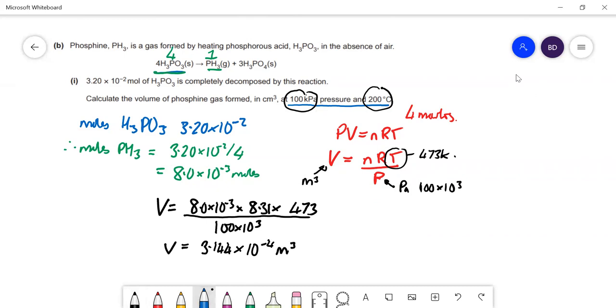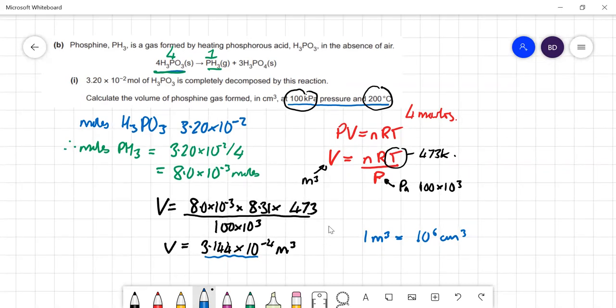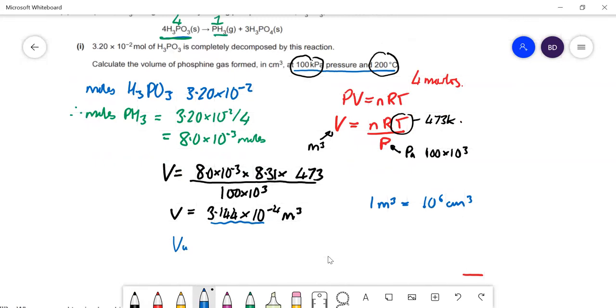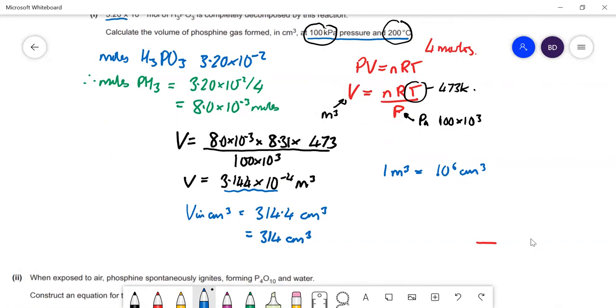Now, this is where people forget that 1 meter cubed is actually a million centimeters cubed. So we need to multiply this number by a million to get the answer in centimeters cubed. So V in centimeters cubed is equal to 314.4 centimeters cubed. And we should really give that to three significant figures, because all our data is given to three significant figures. So we should call that 314 centimeters cubed. Okay.